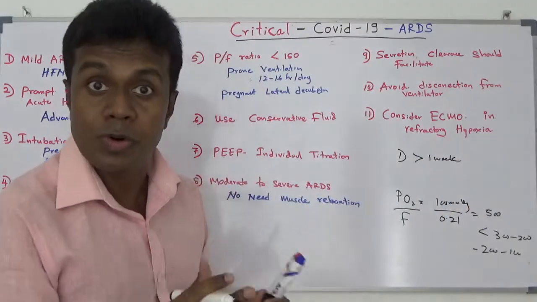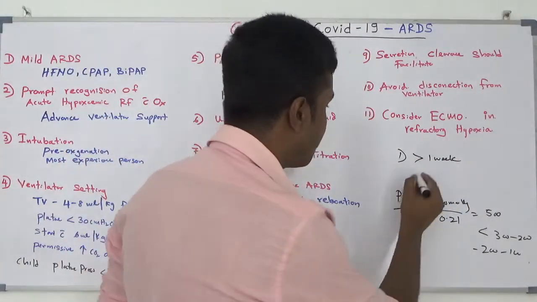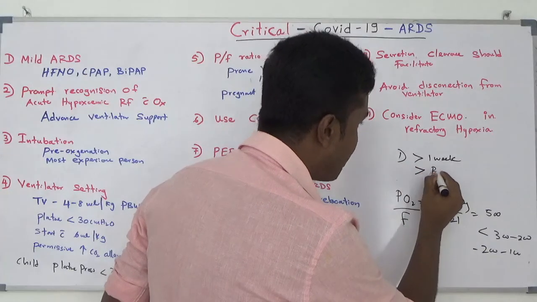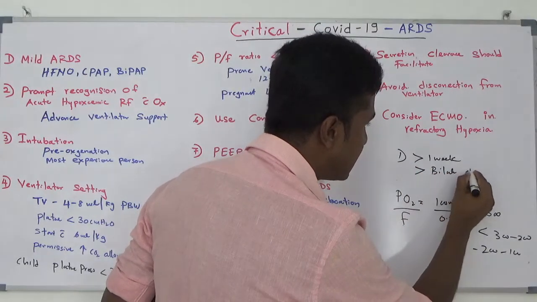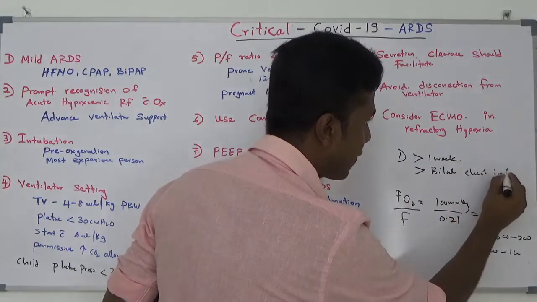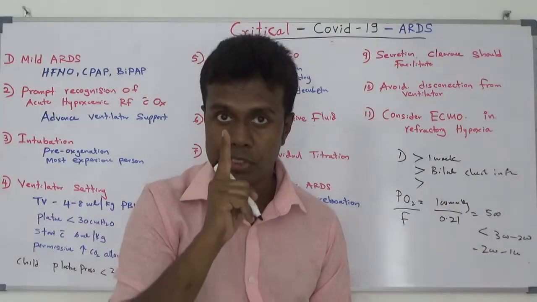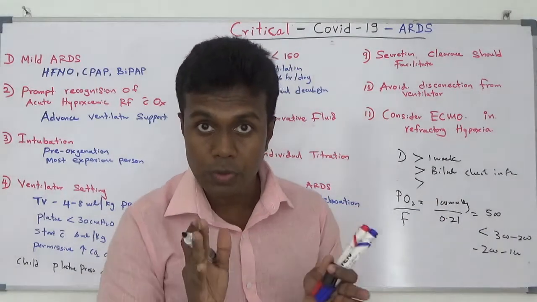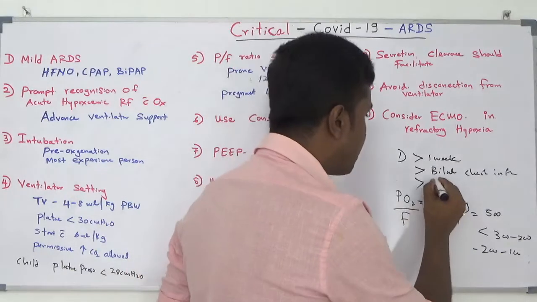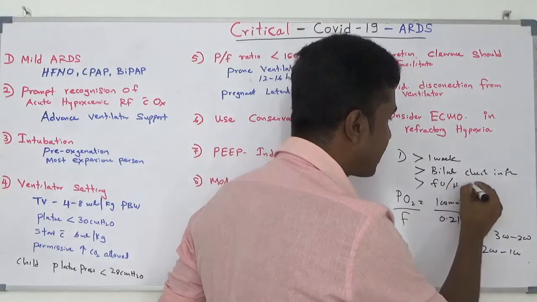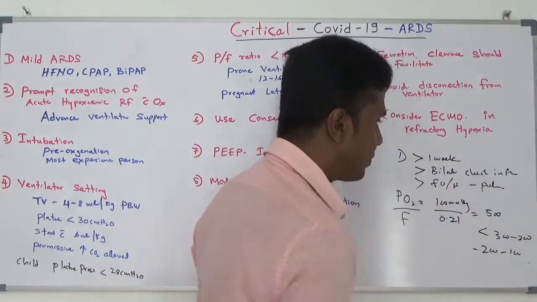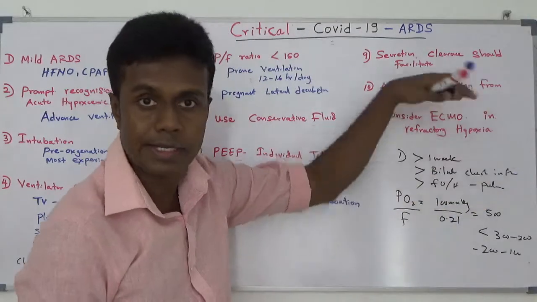So, if you want to say your patient has ARDS, your patient should have, number 1, within 1 week onset of symptoms or worsening of symptoms. Number 2, your patient should have bilateral chest infiltrates. Number 3, your patient should have pulmonary edema which cannot be explained by fluid overload or heart failure. Pulmonary edema should be there. So, your patient has ARDS now.